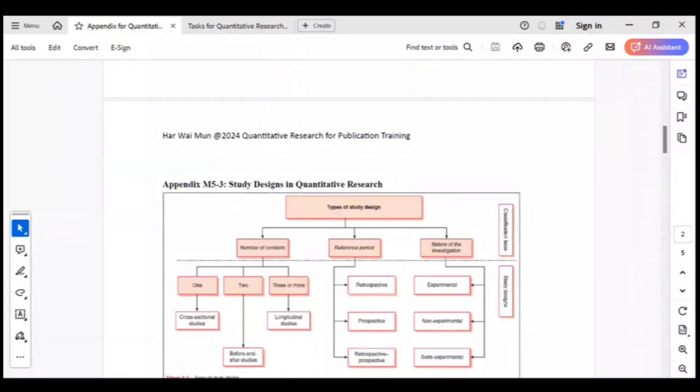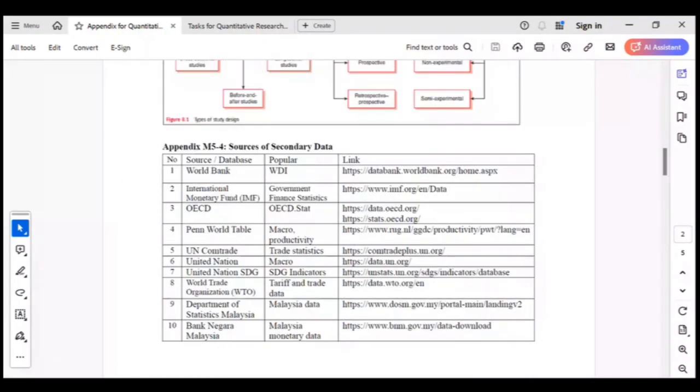I hope you got to download this appendix also, right? 5 or 4. Secondary data, you do not need to spend more; you can spend less time to compile your data.